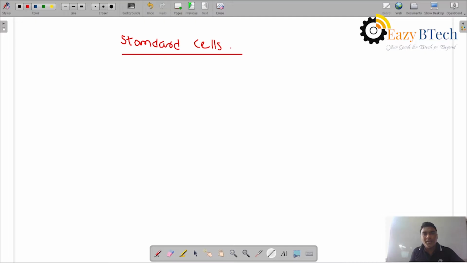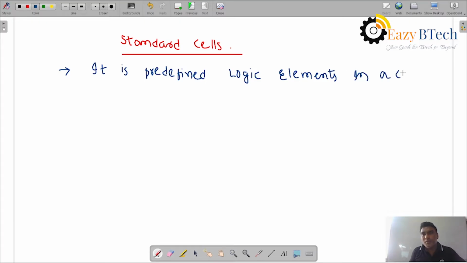A standard cell is a set of predefined functions, predefined logic elements in a circuit. So it is a predefined logic element in a circuit.